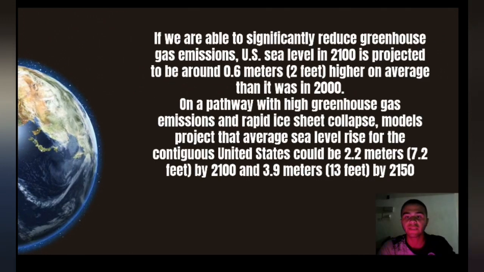If we are able to significantly reduce greenhouse gas emissions, US sea level in 2100 is projected to be around 0.6 meters higher on average than it was in 2000. On a pathway with high greenhouse gas emissions and rapid ice sheet collapse, models project that average sea level rise for the contiguous United States could be 2.2 meters by 2100 and 3.9 meters by 2150.